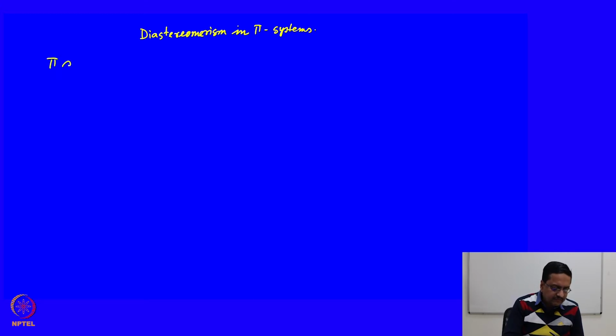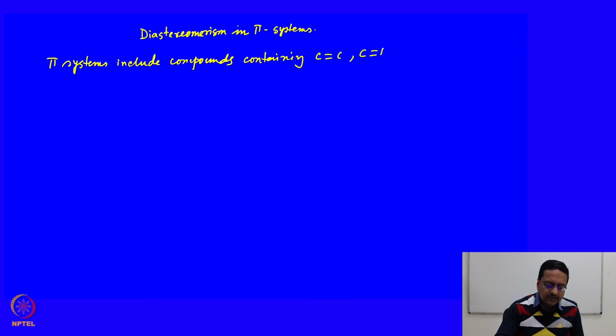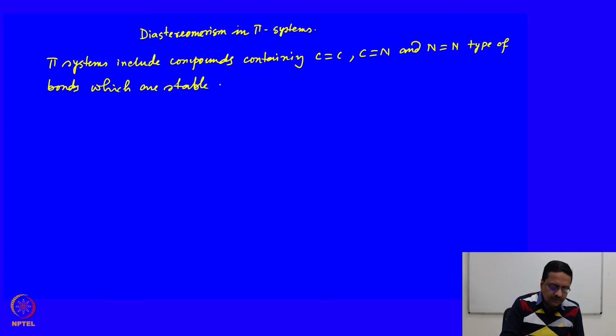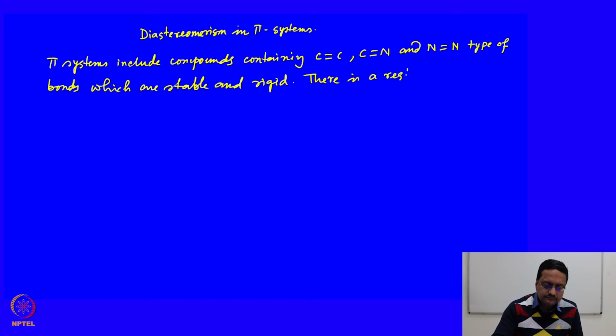So, the pi systems include compounds containing C double bond C, C double bond N and N double bond N type of bonds, which are stable and rigid, where there is a restriction in bond rotation.